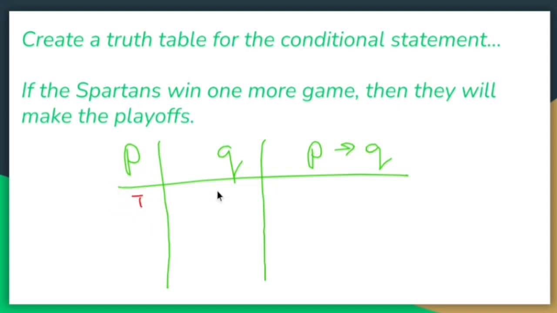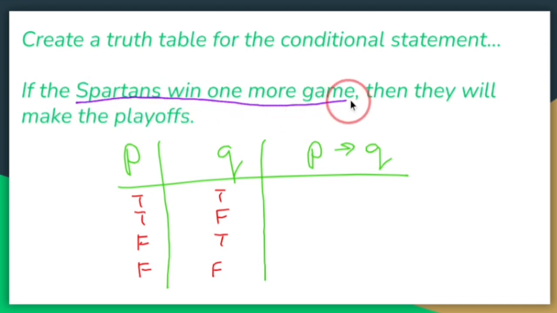Okay, both situations are true. The hypothesis is true, but the conclusion is false. The hypothesis is false and the conclusion is true. And if the hypothesis is false, then the conclusion is false. So when we look at this, we're going to view this from this real life fake problem that I just made. The Spartans win one more game is P. They will make the playoffs is going to be Q. So if the Spartans win one more game, they will make the playoffs.